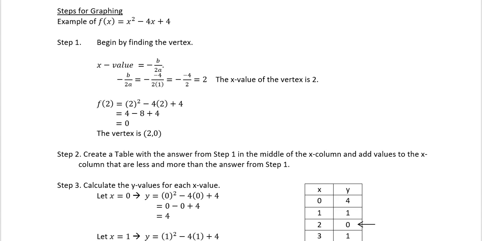Okay, step 2 is we're going to create a table with our answer from step 1 in the middle of the x column, and then we're going to add to the x column numbers that are less or greater than that vertex.